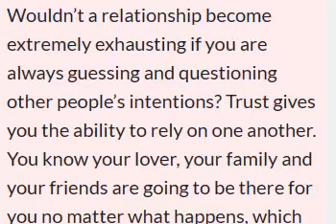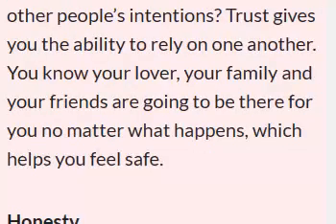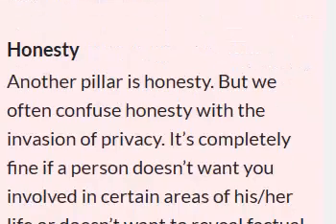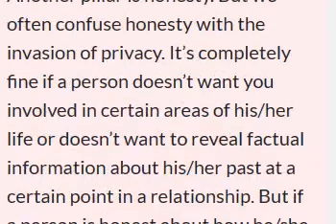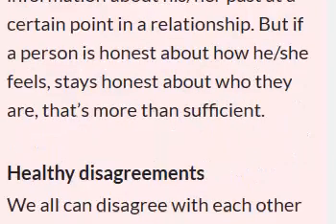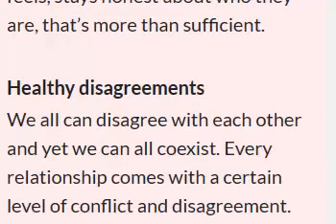Trust gives you the ability to rely on one another. You know your lover, your family and your friends are going to be there for you no matter what happens, which helps you feel safe. Honesty. Another pillar is honesty. But we often confuse honesty with the invasion of privacy. It's completely fine if a person doesn't want you involved in certain areas of his or her life, or doesn't want to reveal factual information about his or her past at a certain point in a relationship. But if a person is honest about how he or she feels, stays honest about who they are, that's more than sufficient.